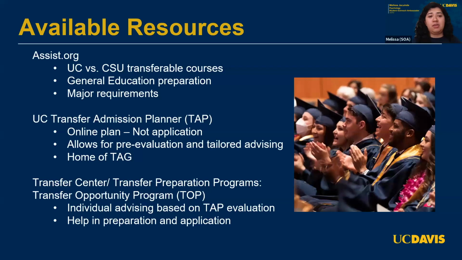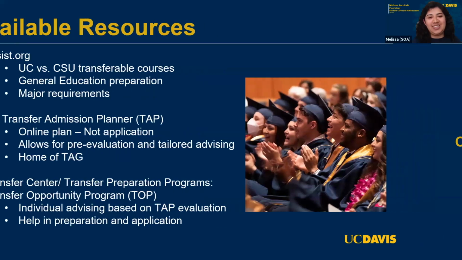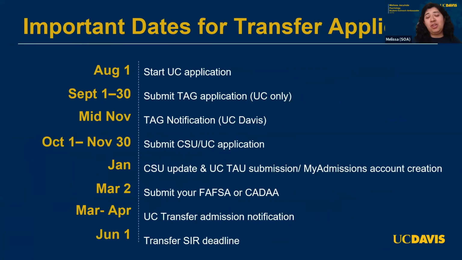Last but not least, we want to talk about some important dates for transfer applicants. So yeah, next slide, please. I highly recommend anybody who's watching to take a screenshot of the important dates for transfer applicants. Right now, as we're approaching summer, the cycle starts all over again. The UC application opens in August. Later on October 1st, the CSU application portal opens for fall admissions. You have until the end of November to complete your applications.